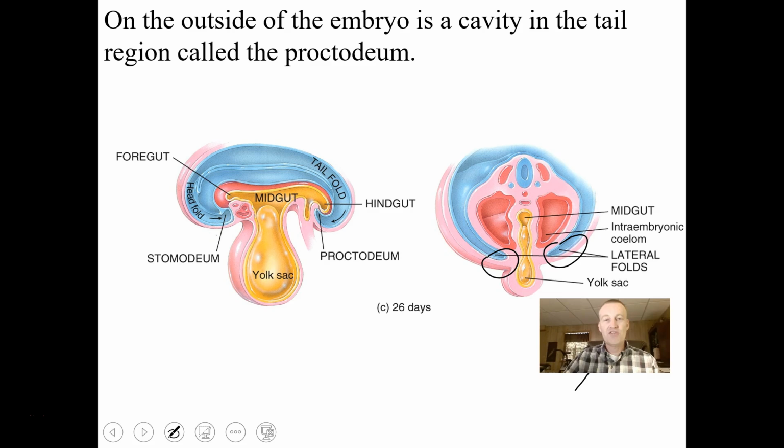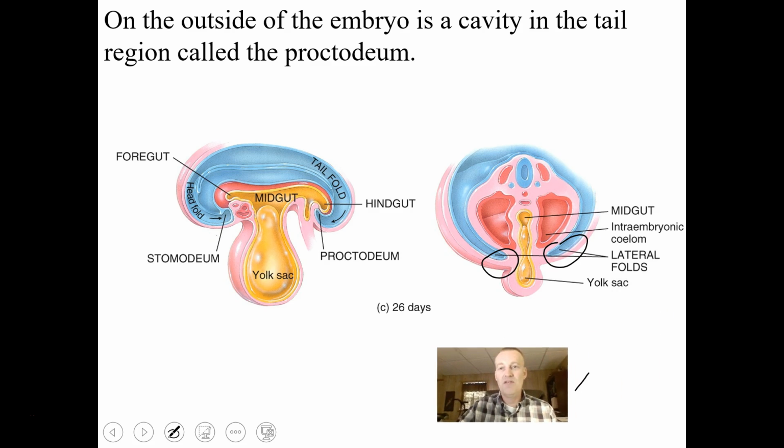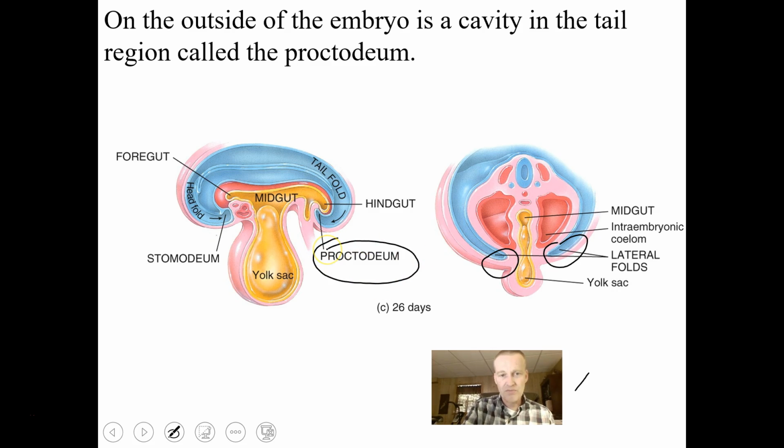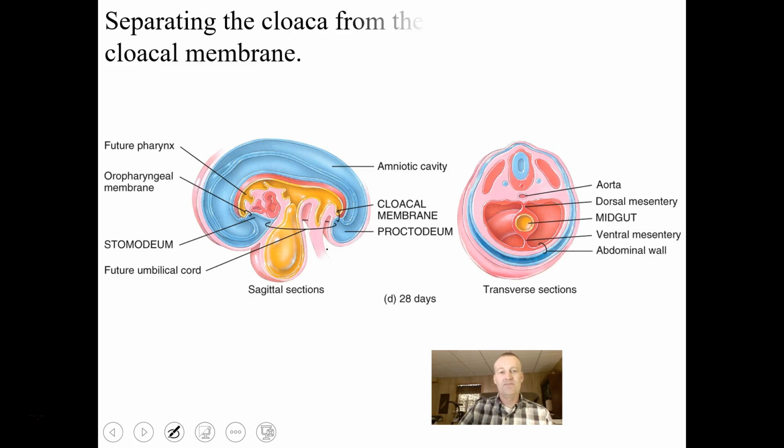On the outside of the embryo is a cavity in the tail called the proctodeum. So we have the proctodeum right here, which will form part of the digestive tract. Separating the cloaca from the proctodeum is the cloacal membrane. So there's a little membrane there that does separate those particular structures.